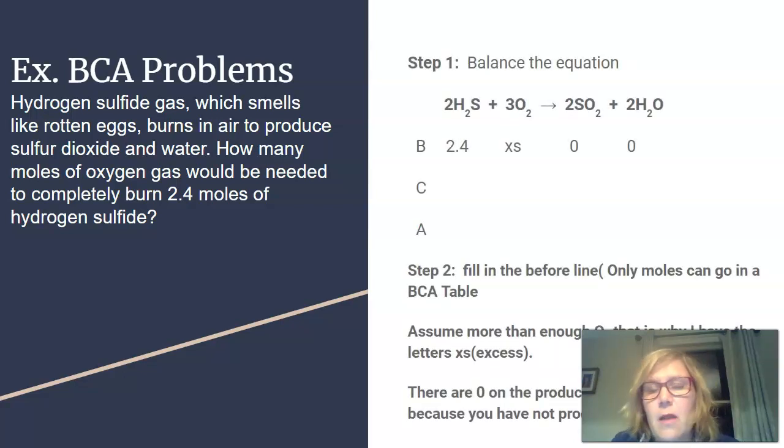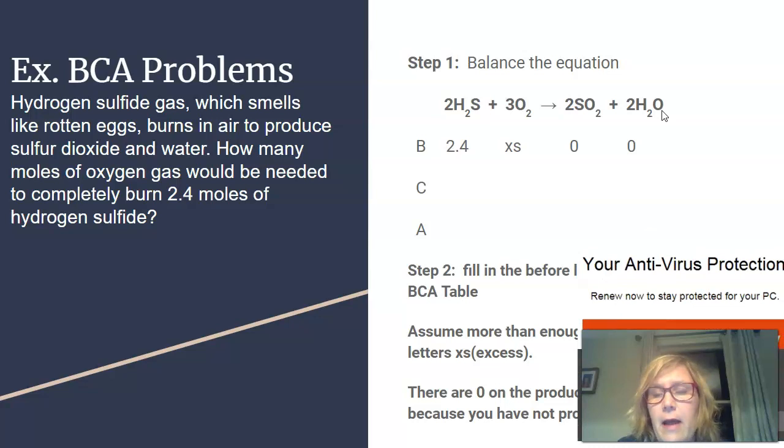So I went ahead and, I guess I'm not very good at PowerPoint, like having it all come in at different stages. So I have it all up here. So 2H2S plus 3O2 yields 2SO2 plus 2H2O.